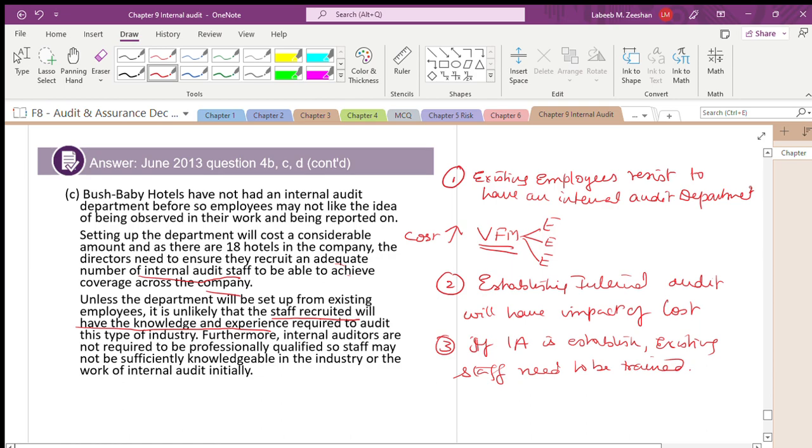I'm writing a little short, but you have to write one or two sentences. That's very important. Furthermore, internal auditors are not required to be professionally qualified, so staff may not be sufficiently knowledgeable. You are recruiting people with an accounting background, but audit is different, accounting is different. If you have done an audit course also fine, but professionals come under a different category.